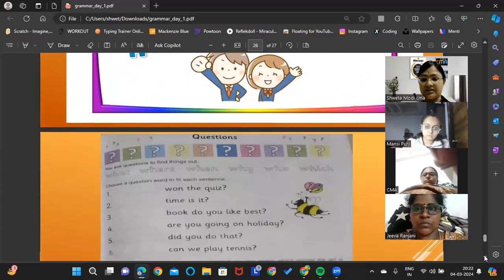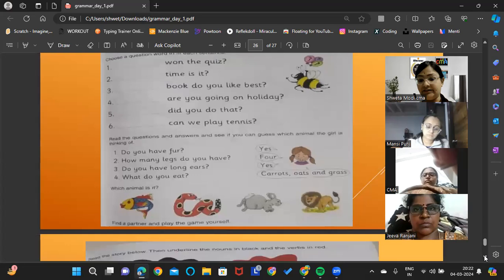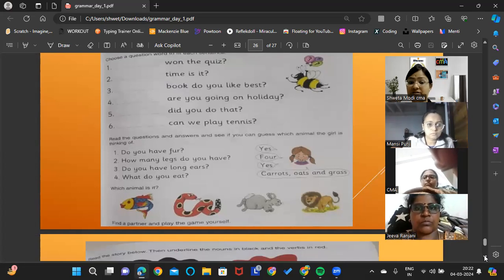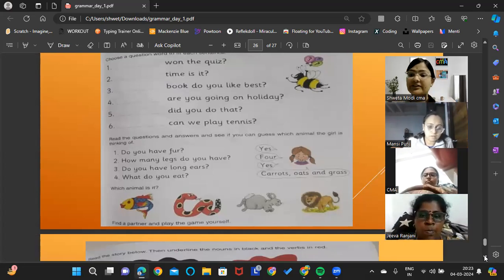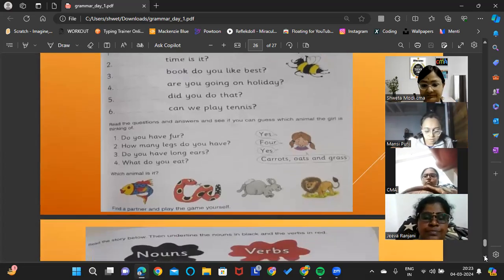Then question mark. So we will play riddles here. That day we will have riddles. Everybody will ask riddles and the clues will be given. The clues like, do you have fur? Yes. How many legs do you have? Do you have long ears? What do you eat? Okay, so the answers are yes. So now the right option would be rabbit. Yes, because fur, 4 legs, and long ears, and carrots, oats, and grass. So with the help of riddles, we will introduce the question mark.